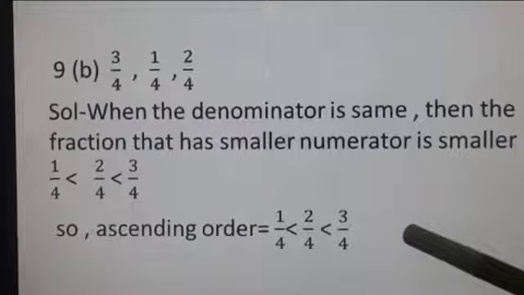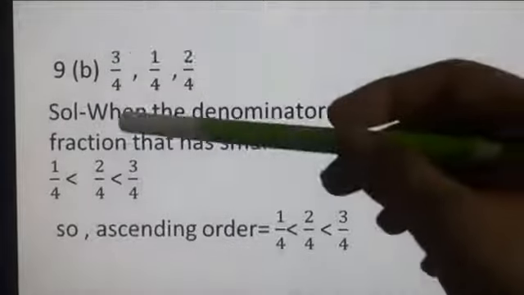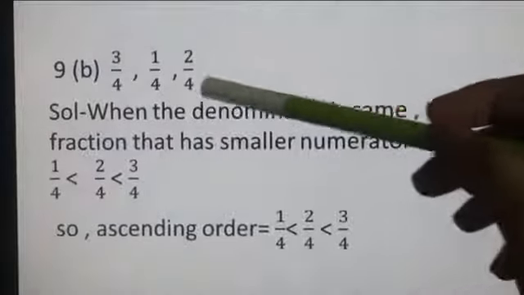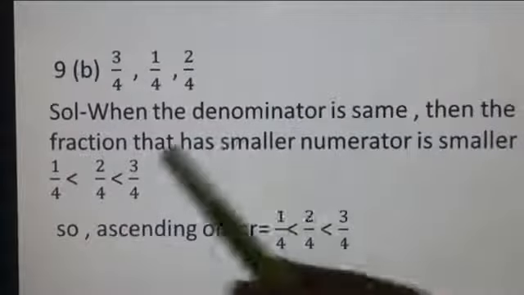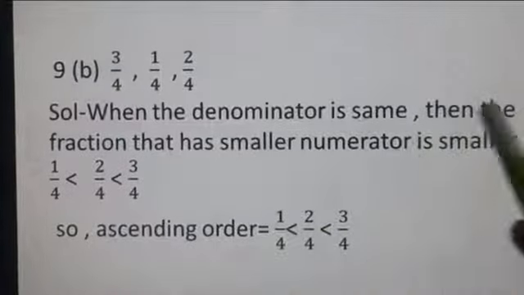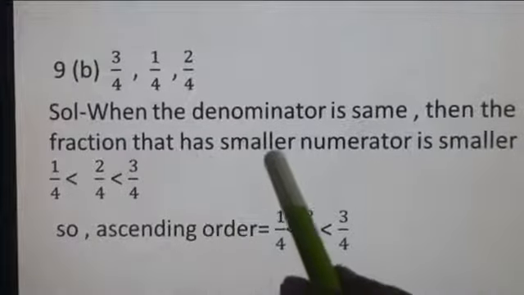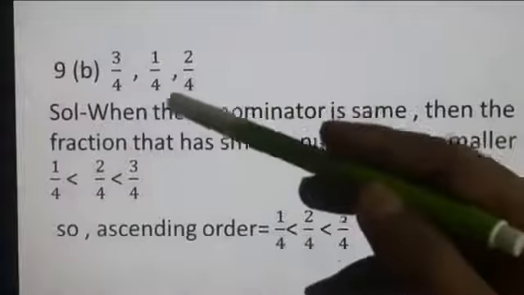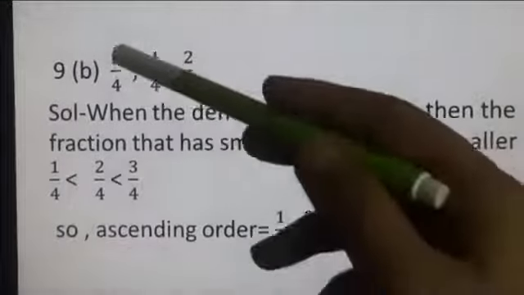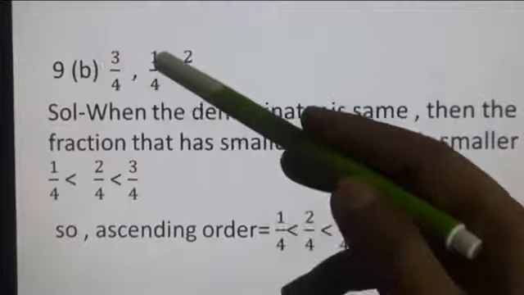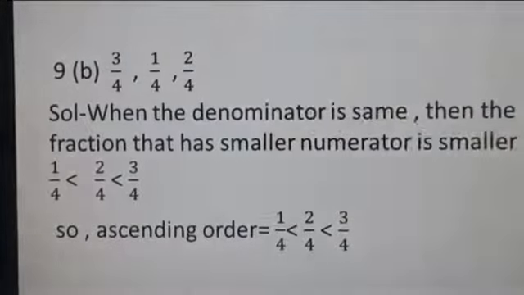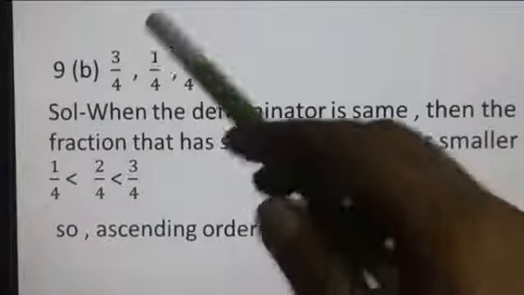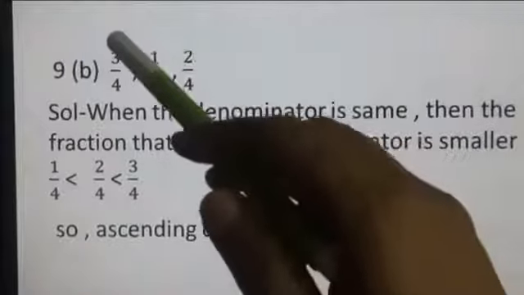Now, 9th question, B part. 3 upon 4, 1 upon 4, 2 upon 4. Now see, denominators are same. When the denominator is same, then the fraction that has a smaller numerator is smaller. So we have to check the numerators now. Numerators are 3, 1 and 2. So the smaller numerator is 1. Next is 2 and next is 3.